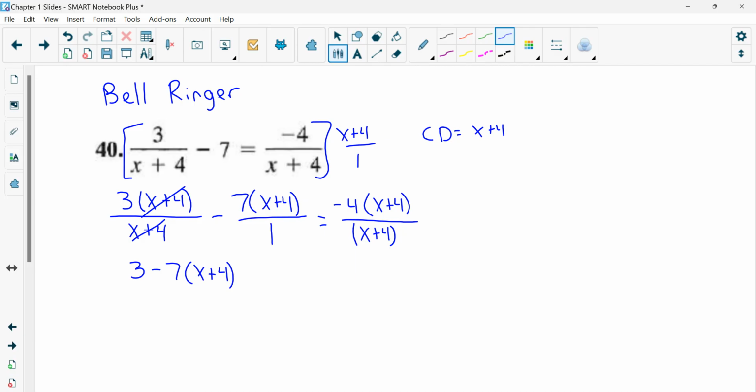Be careful. The biggest mistake people are making is when they have subtraction, they are not using parentheses. So make sure that anytime you have subtraction, like this is just 7 times that quantity. If I didn't have that 7 in front, I would still need a negative sign with the parentheses around it. And then for the last fraction, the x plus 4s cancel, and we have a negative 4. So again, that's our good first step. Our fractions are gone. Now we're trying to just get all the x's by itself.